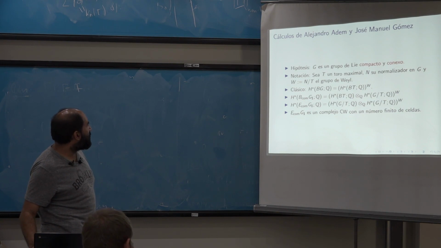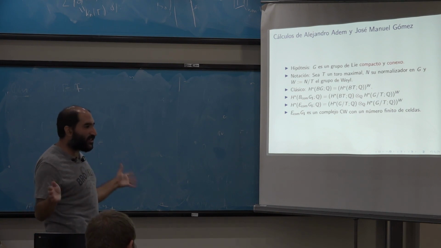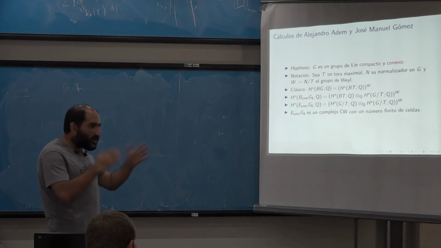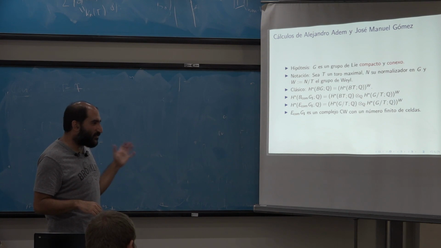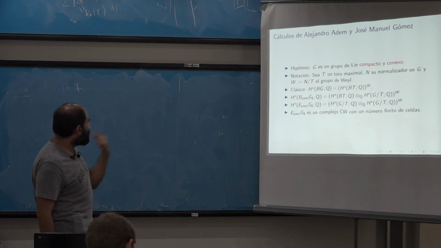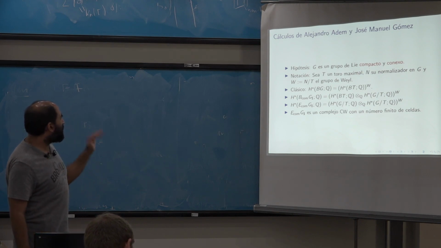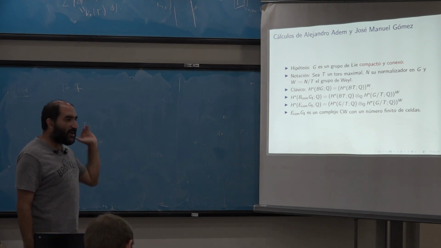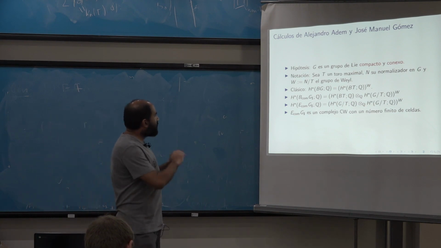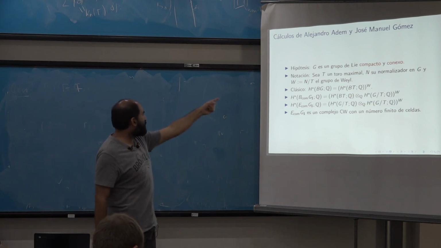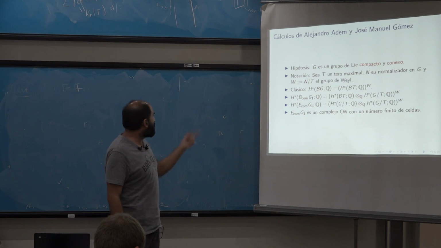All right. So let me tell you what sort of basic structural calculations had been done in the original paper on these spaces. Well, not the paper where they were first defined, but the paper where they were first systematically studied by Alejandro Adem and Jose Manuel Gomez. All of their calculations are for compact connected Lie groups. And let me use standard notation from Lie theory. T is the maximal torus, N is the normalizer, and W is the Weyl group.